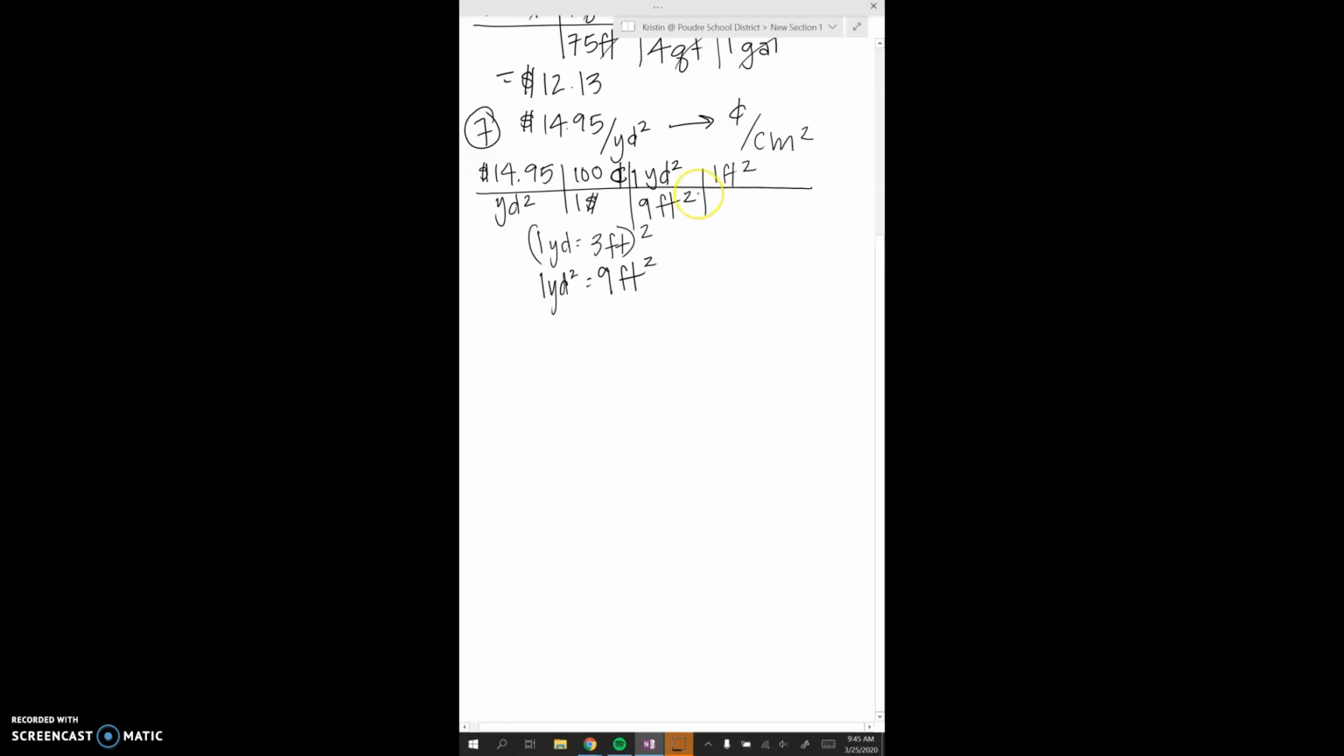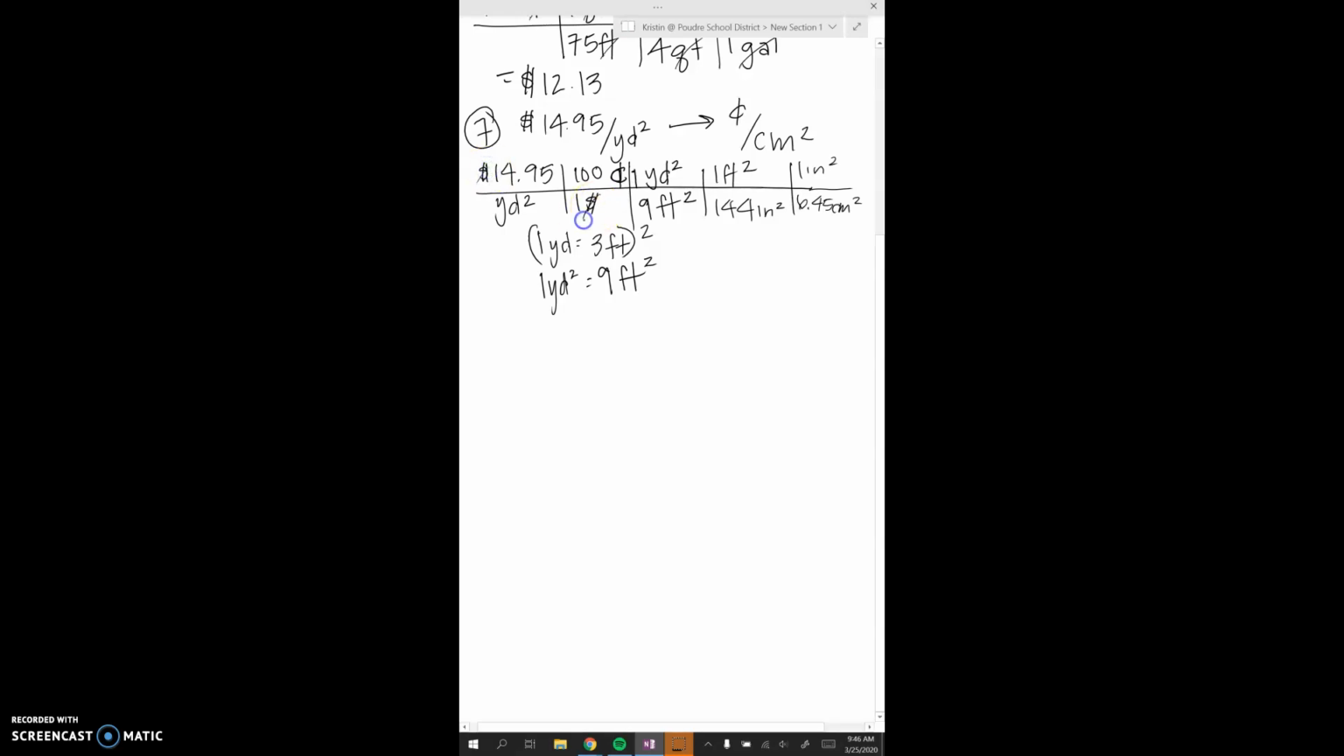Anyway, 1 foot squared is going to give us, not 12, no, I'm all flustered, 144 square inches. There's 12 inches in a foot, and 12 squared is 144. And last but not least, we've got to go from square inches to square centimeters. So 1 inch squared is 6.45 centimeters squared. And that just came from 1 inch is equal to 2.54 centimeters. 2.54 squared is 6.45.